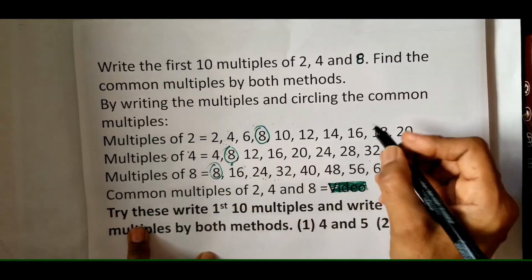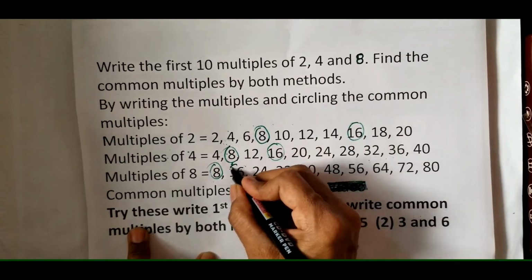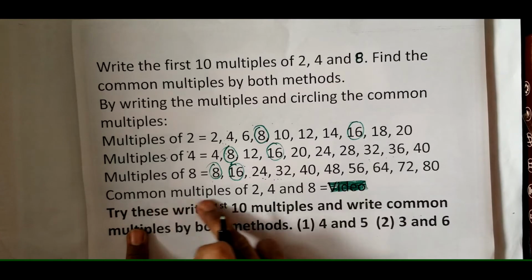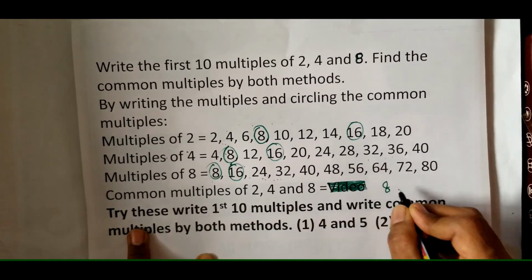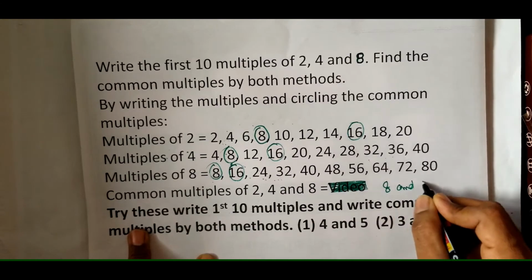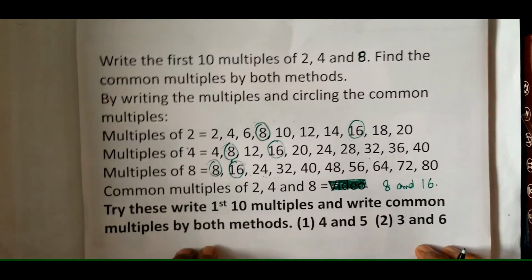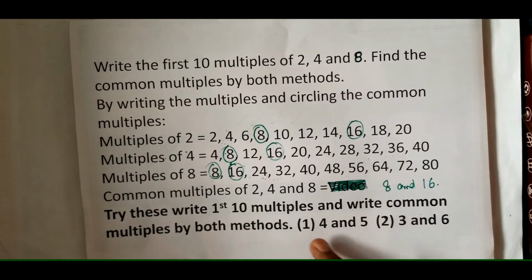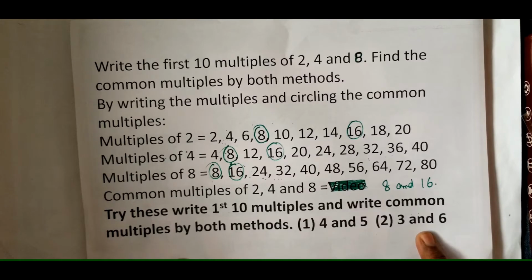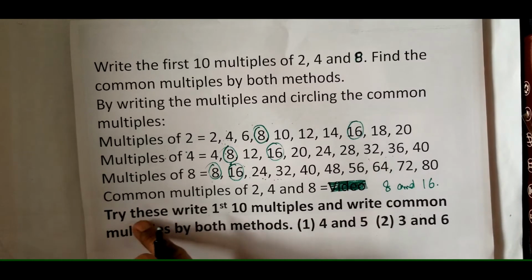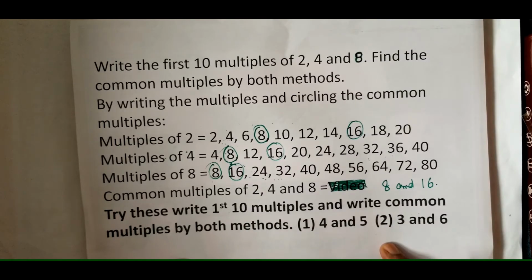Eight and 60. So the common multiples of 2, 4 and 8 will be 8 and 60. I have given you two questions here. Try out these. The first one is common multiples between 4 and 5 and second one is from 3 and 6. Write the first 10 multiples and write the common multiples by both methods.